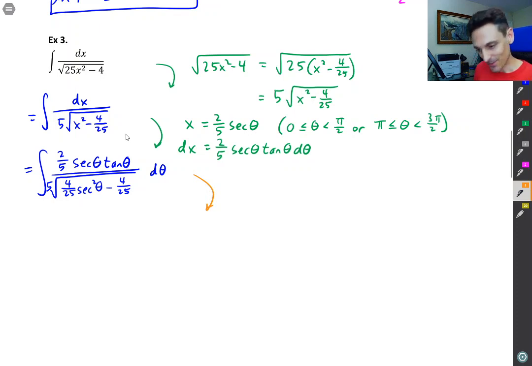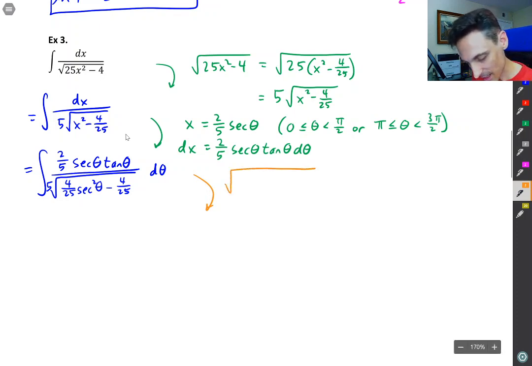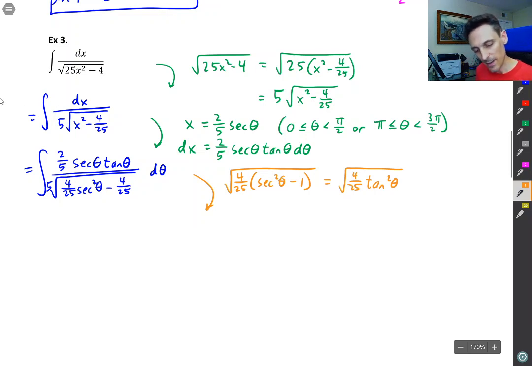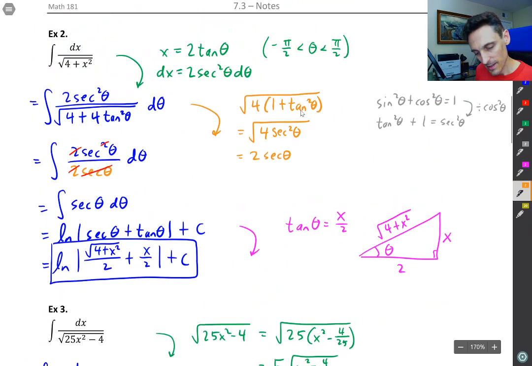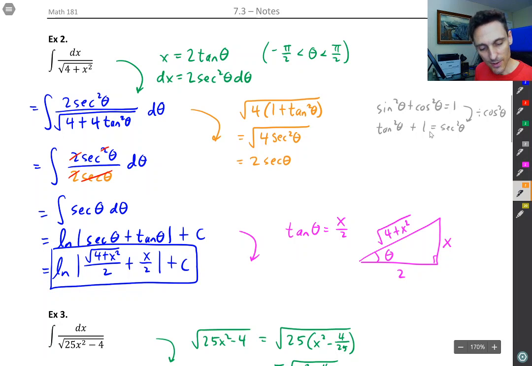Time to collapse the radical. Let's take that radical, factor out the 4 over 25 inside, and we get secant squared theta minus 1. Secant squared theta minus 1 is going to be equal to tangent squared theta. Let's just take a peek up at example 2. So secant squared theta minus 1 gives you tangent squared theta. This again comes from that Pythagorean identity with tangent and secant in it.